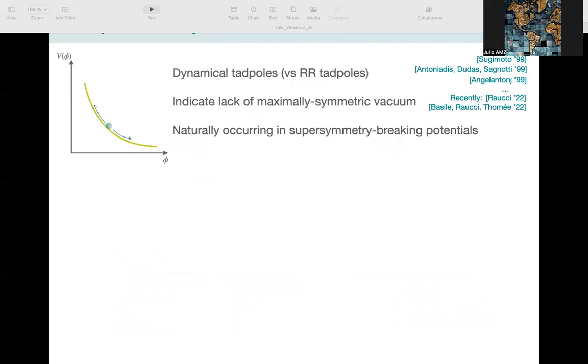So there is one associated idea. These are the so-called dynamical tadpoles. These tadpoles are effectively potentials that are not exhibiting any kind of extremum. Usually they are of exponential form, and this type of potential arises naturally in supersymmetry breaking setups, for example, in non-supersymmetric type I theory. And there are many examples. These are very well studied.